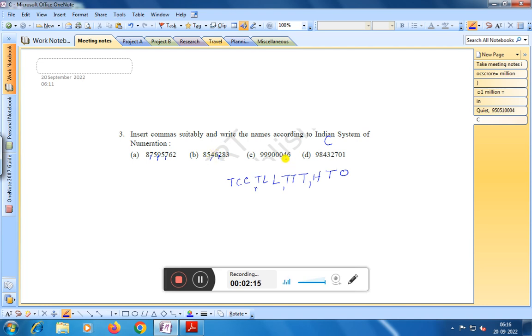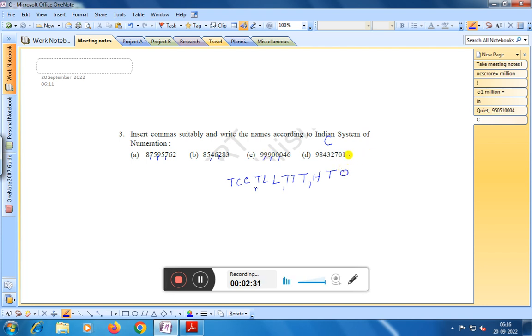First, after 3 digits, that is 3, 8, 2, you have to put 1 comma here. After that 4, 6, after 2 digits, another comma, right? Now question number C is, after 3 digits you put 1 comma. After 2 digits put another comma, and after 2 digits put another comma, right? This is the way you have to put the commas in the Indian system of numeration.